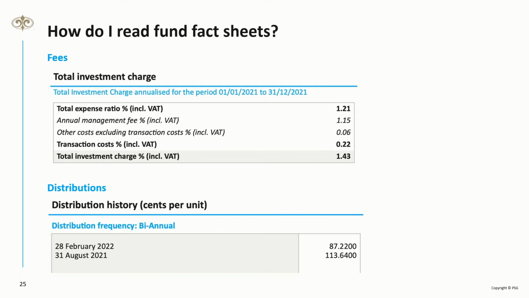Lastly, on this slide, when we get to the distribution section, funds have different distribution dates. Here we can see that the PSG Balance Fund has distributions twice a year. Now, you may ask, what is distribution? This is where income earned by the fund, such as dividends, rental income, and interest, on behalf of the investors, is distributed to the investors and no longer kept within the fund.